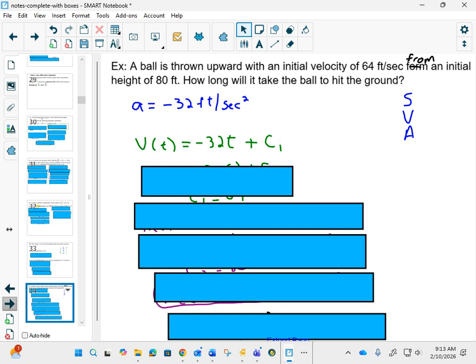So if you know your acceleration, you can work backwards from acceleration with the integral. You know that your velocity will be negative 32t, and this, I'll put a plus c1, because eventually I'm going to go to a displacement formula as well, so there would be a plus c2 there. And since you know an initial velocity, we can solve for c1. So now we have a velocity formula, just based on calculus.